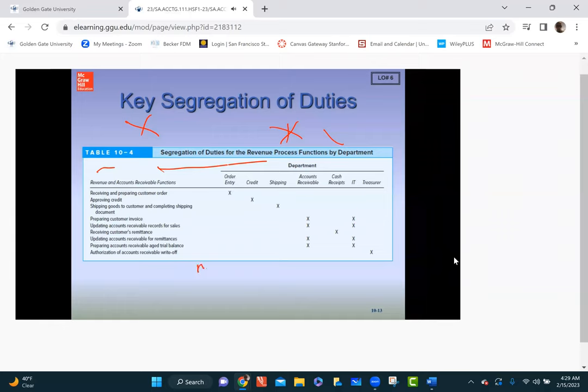You're trying to separate authorization. My pen is just really jacking things up here today. Authorization. I never had good writing, and this doesn't help. Record keeping.